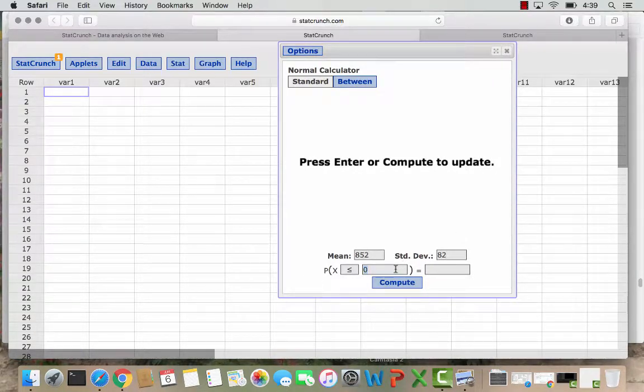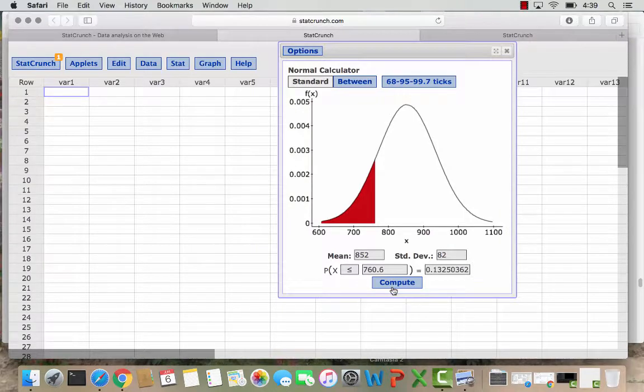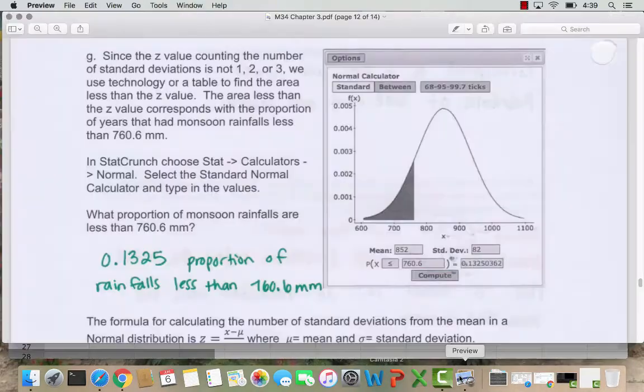So now we're trying to figure out the probability that is less than 760.6 millimeters. So we put that in our inequality and compute. And so here is the exact area calculated for us. So we see this is a match for our diagram here. So we can say 0.1325 proportion of rainfalls are less than 760.6 millimeters. If you wanted to translate it to a percent, you could say 13.25%.